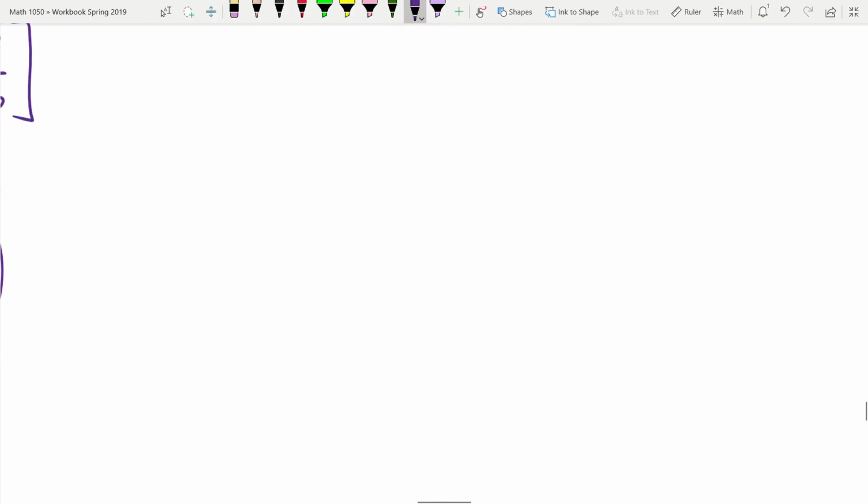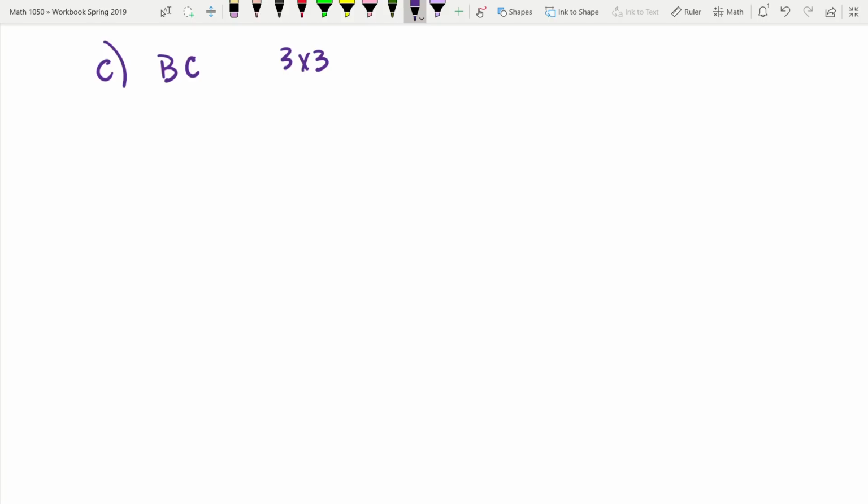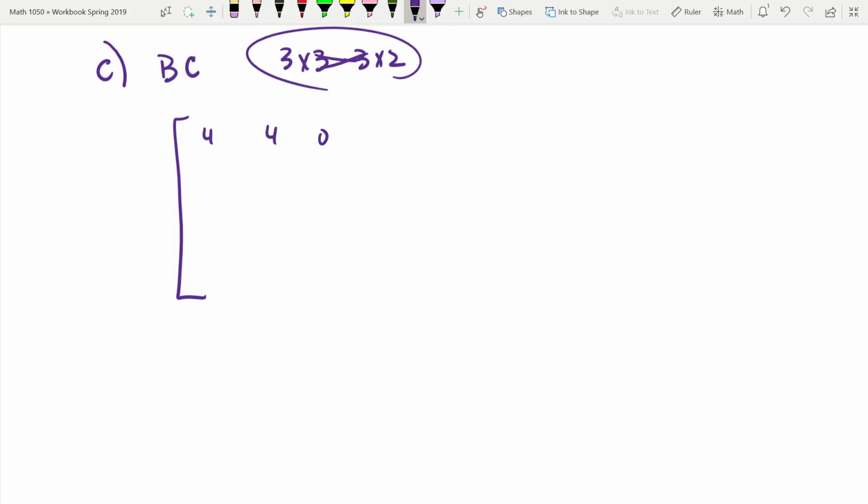You're multiplying matrix B by matrix C. Well, B is a 3 by 3, and C is a 3 by 2, and so I can totally do it. Okay, sorry, my pen is not working. Okay, so C is a 3 by 2, so I can totally do it, and my answer is going to be a 3 by 2. Okay, the order matters, so the first thing you're going to do is put matrix B, and then right next to it, you're going to put matrix C.